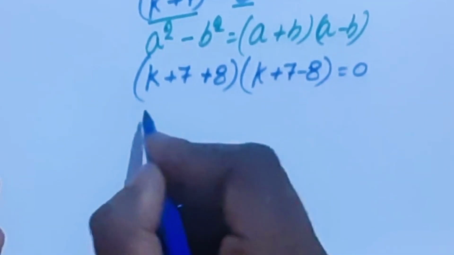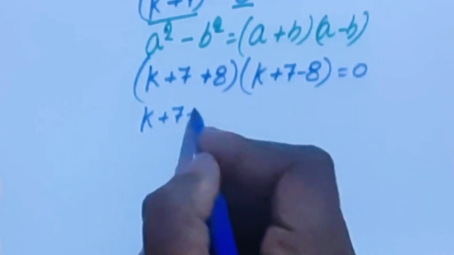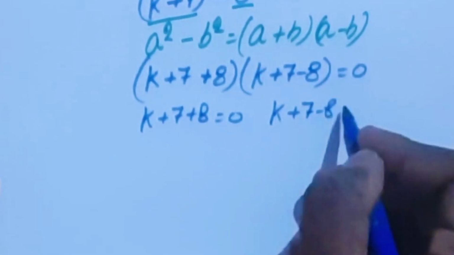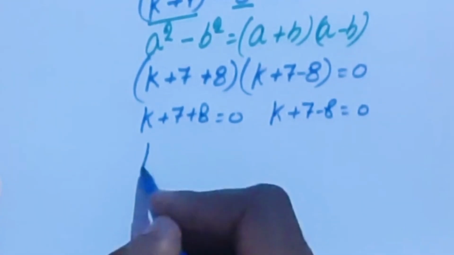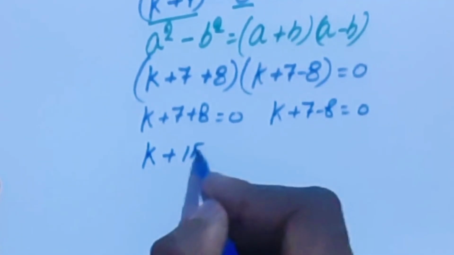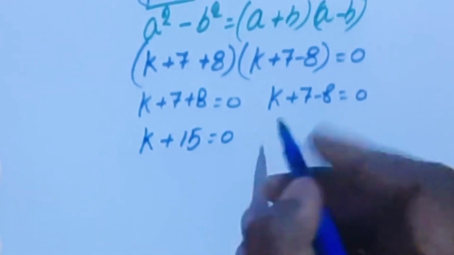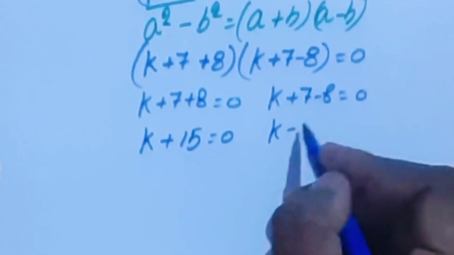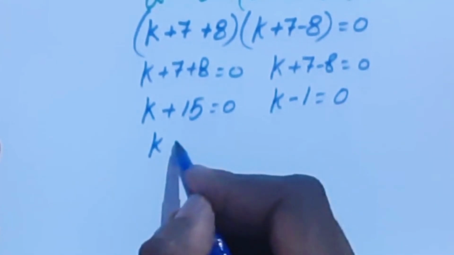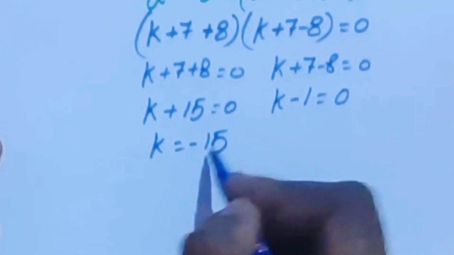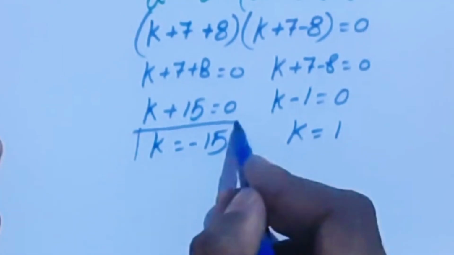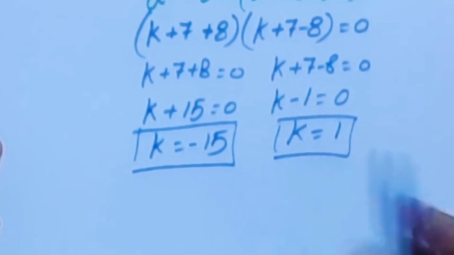Here we have two equations. One is k + 7 + 8 = 0. The other one is k + 7 - 8 = 0. From the first equation, k + 7 + 8 is k + 15 = 0, so k equals negative 15. From the second, k - 1 = 0, so k equals 1. Here also we found the same answer in the second method.